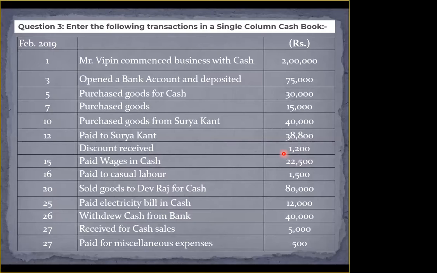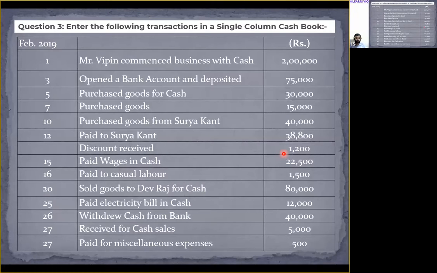He is basically allowing you to pay the lesser amount. So you are paying 38,800 and he has allowed you 1,200 of discount. So discount is in no way affecting the cash. Neither is there inflow of cash nor outflow of cash. So from the cash book point of view, discount received is of no relevance. Discount received will not be recorded in the cash book because it does not create any inflow, neither is there outflow of cash. Tell me, everyone clear?